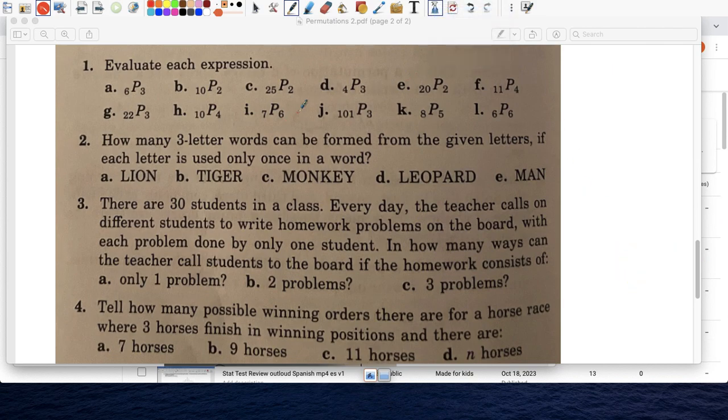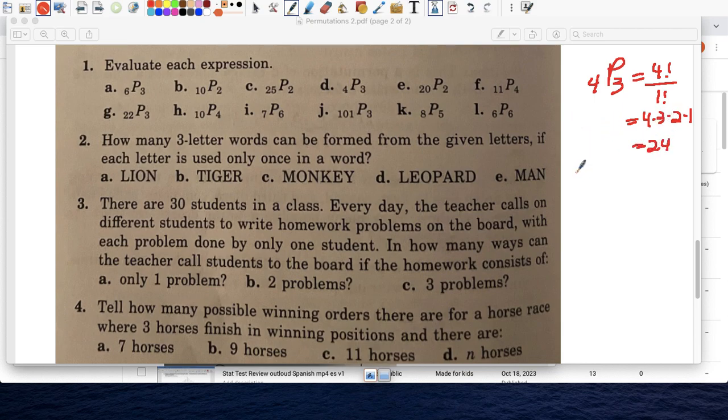Okay. 2, how many 3-letter words can be formed from the given letters if each letter is only used once in the word? So all these would be permutations, right? Lion has 4 letters. We're going to take 3 at a time. So it's 4 factorial over the difference of 4 minus 3, which is 1 factorial. So that is 4 times 3 times 2 times 1, which is 24.